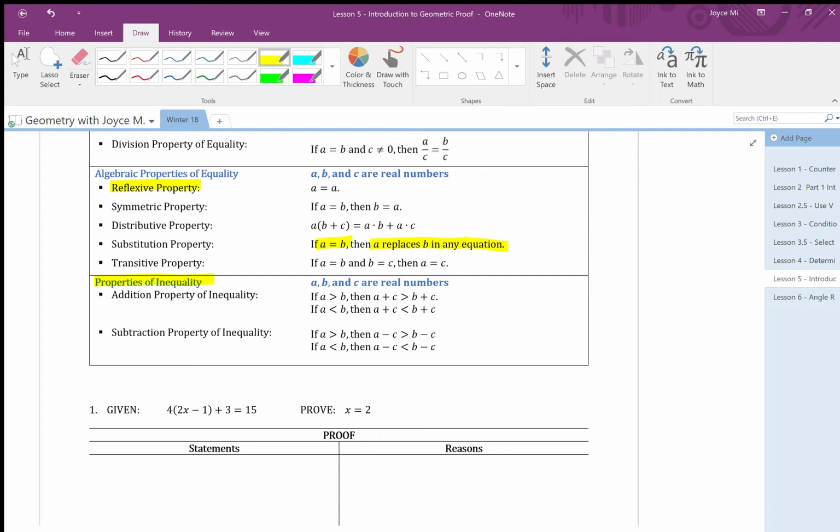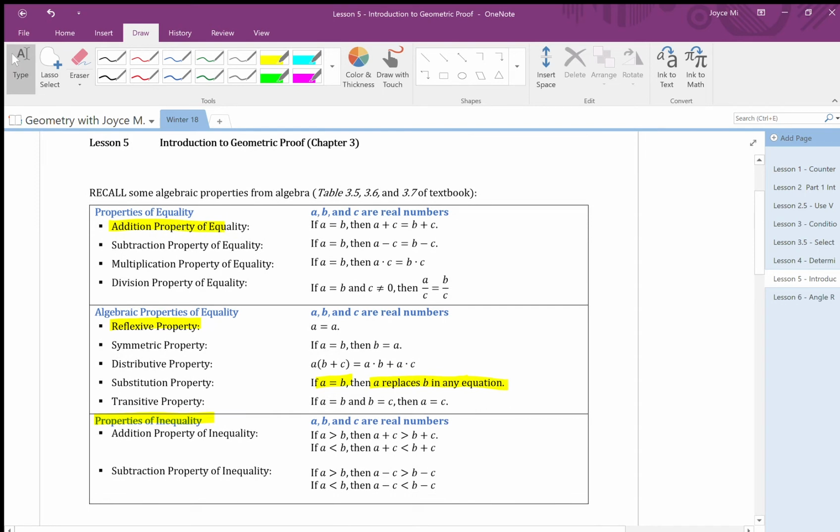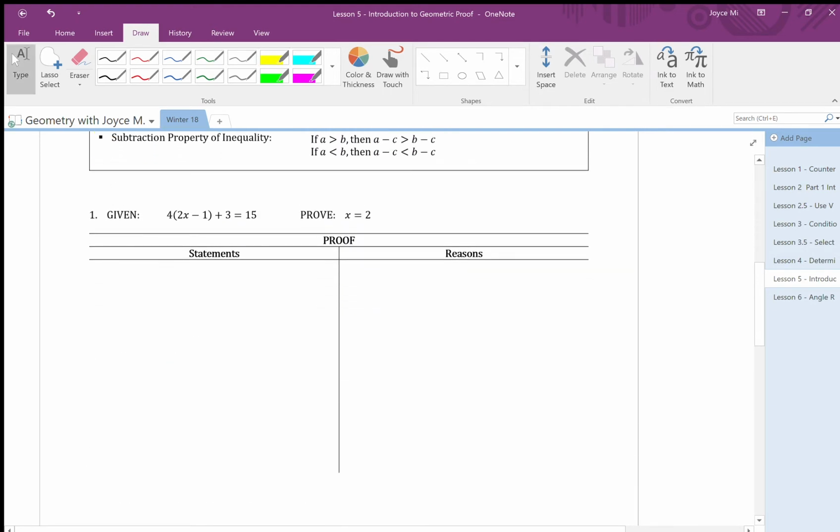The addition property of equality tells me that I can add a number to both sides. Let's say A equals B, I can add C to both sides of the equation, and it still holds true. Subtraction property, I can subtract C from both sides of the equation, and it still holds true. Let's keep these two things in mind. For step 1, I'm going to copy down what is here. Step 1 is still the same: 4 times 2x minus 1, plus 3, is equal to 15.